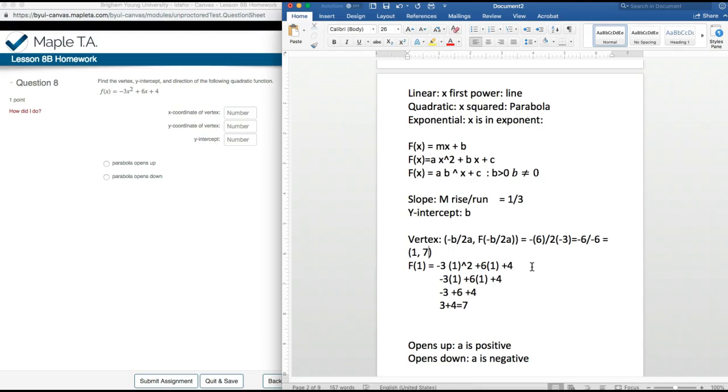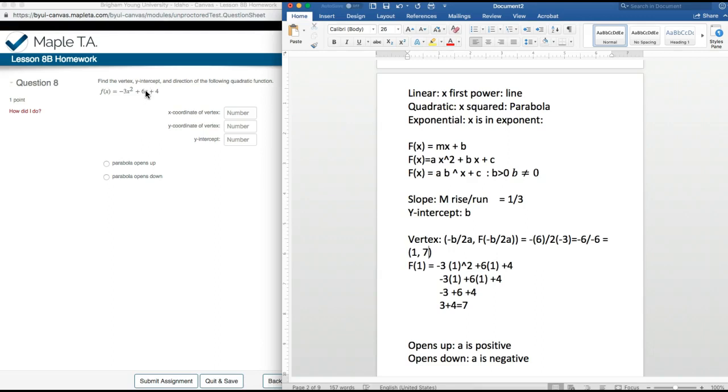The next thing is to find the y-intercept. The y-intercept on a quadratic is just this last number, c. Another way of thinking of that is that if I put in 0 for x, it'll cross the y-axis, so 0 makes this term 0.